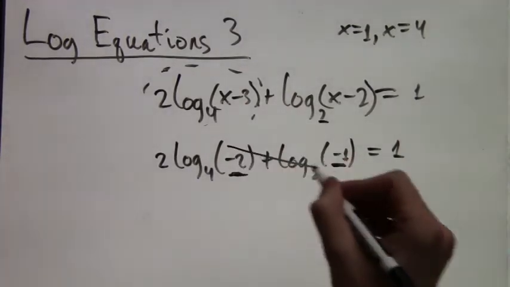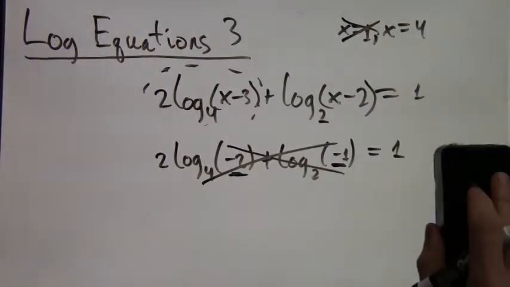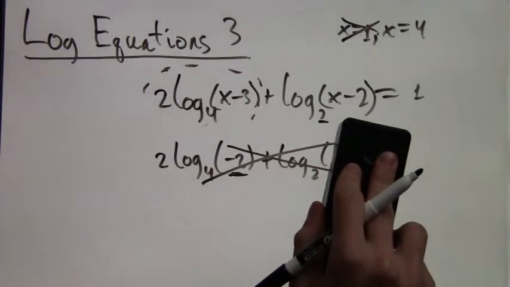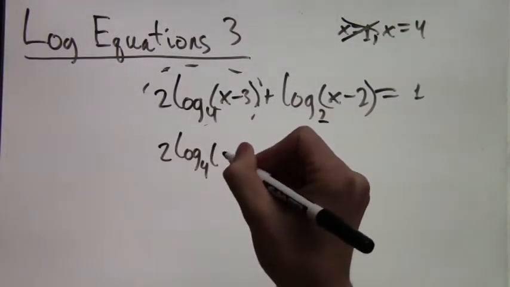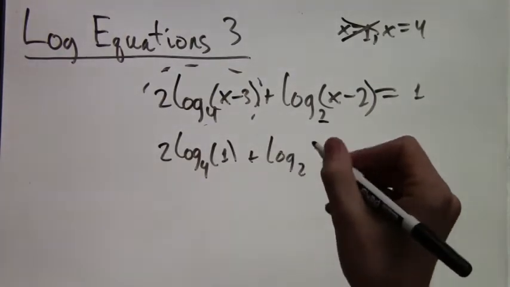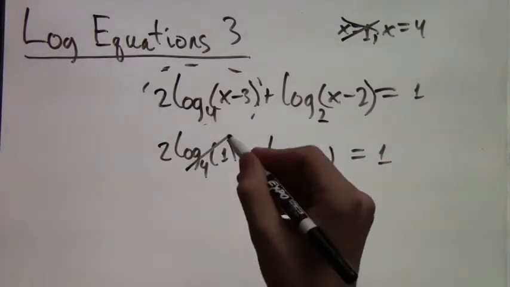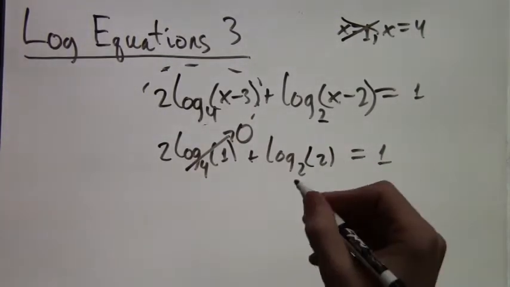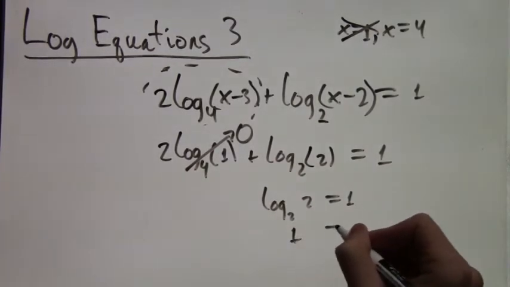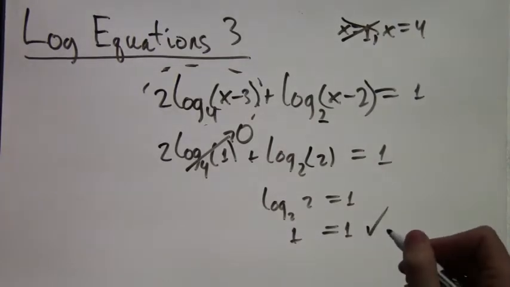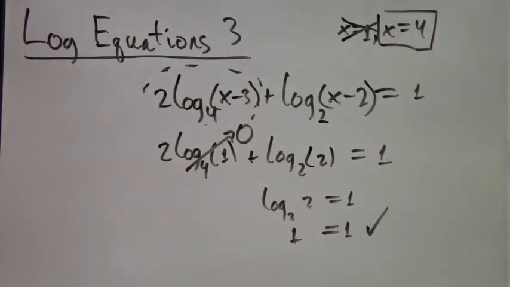Well, there it is, negative numbers under the logarithm. That's never allowed. So that expression is meaningless and it definitely can't be equal. So x cannot be equal to 1. Well, we still have hopes for x equals 4. If we plug in 4, we get 2 log base 4 of 1 plus log base 2 of 2 equals 1. Well, any log of 1 is 0. So all we have is log base 2 of 2 equals 1. And that is true. Log base 2 of 2 is equal to 1. So x equals 4 is indeed a solution.